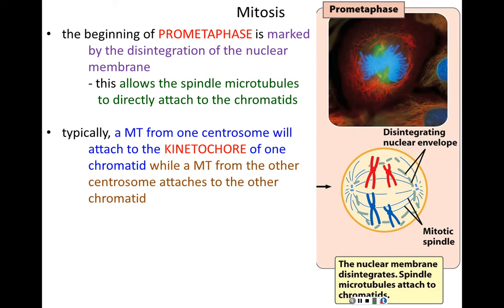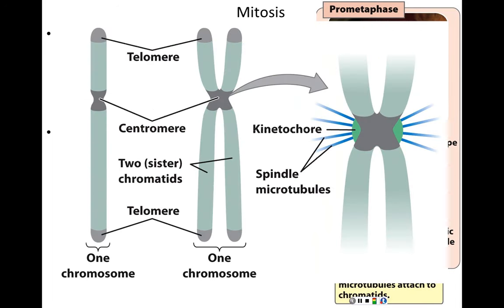Typically, a microtubule from one centrosome will attach to the kinetochore of one chromatid, while a microtubule from the other centrosome on the opposite side of the cell will attach to the other sister chromatid of that chromosome pair. What the hell am I talking about? Okay, deep breath, back up, let's get the big picture back in our minds.